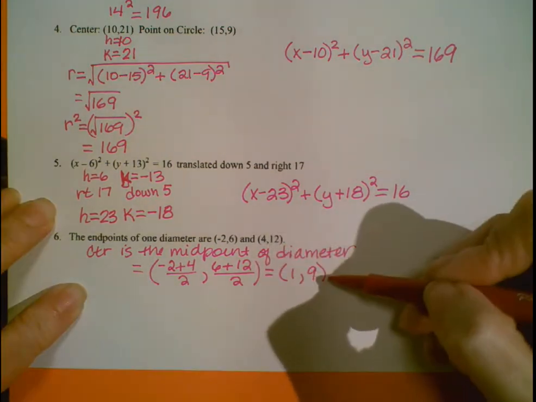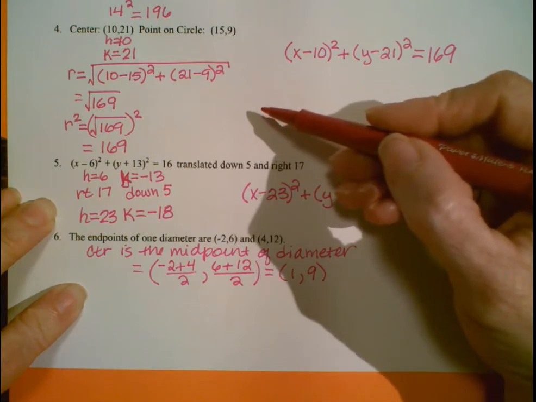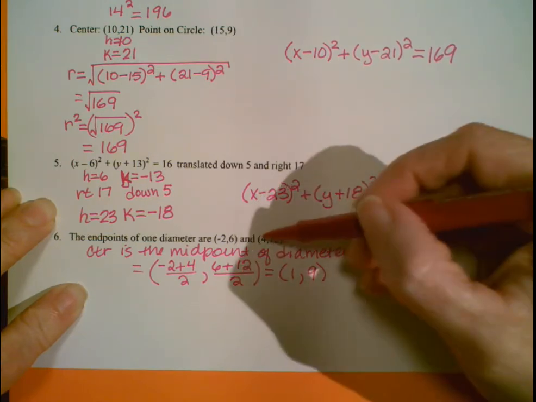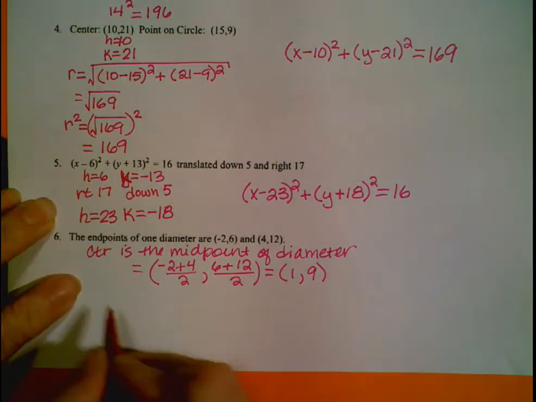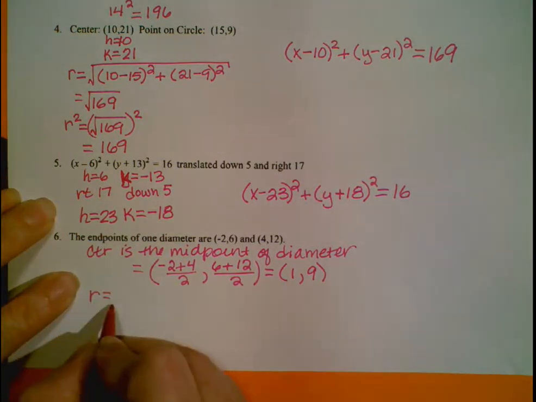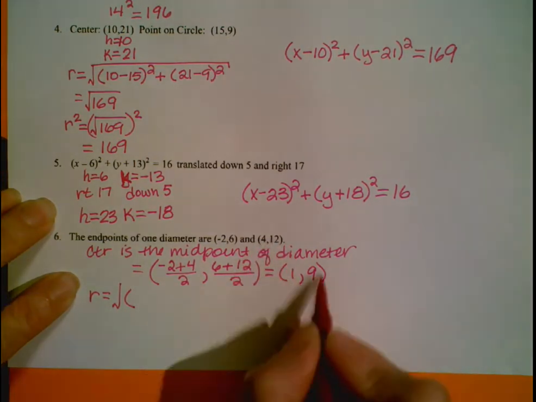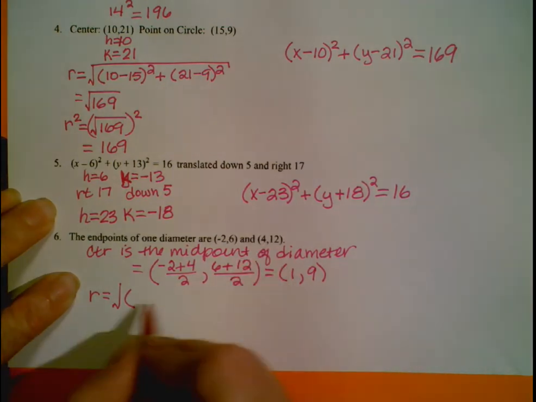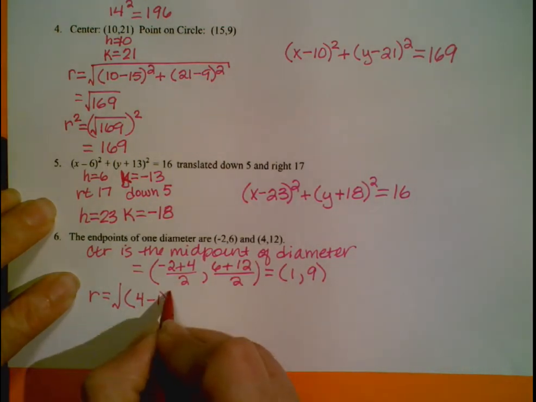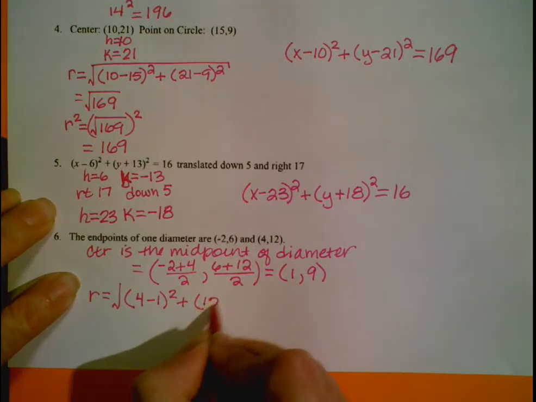Now what this should resemble once we find that center is a problem much like what we had up here in number 4. We have the center point and we have a point on the circle. So we want to find the distance between them to determine the r value. So back to our distance formula. I'm going to use this (4, 12) and this (1, 9) because I don't want to mess with the negative. All right, so 4 minus 1, difference of the x's squared, plus the difference of the y's, 12 minus 9 squared.